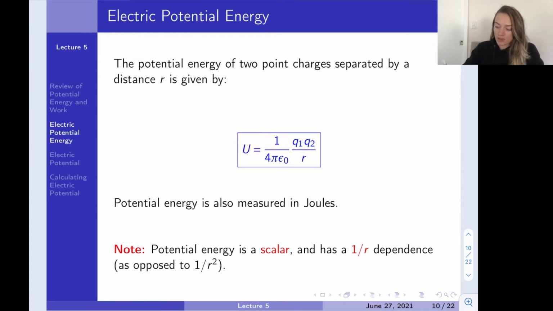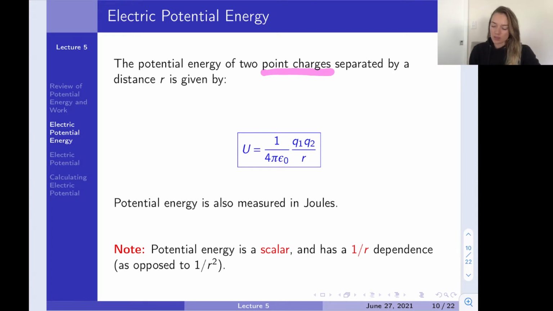It's important to remember that we're talking about point charges. So we have 2 point charges separated by some distance r, and this is the potential energy between them. Now, 2 important things to keep in mind. As I mentioned earlier, potential energy is a scalar. And also be careful that it has a 1 over r dependence. All of the things we've seen for the electric field so far have had a 1 over r squared dependence, but what we're doing today involves a 1 over r dependence. So be really, really careful, especially on exams, that when you're doing potential energy, it's only 1 over r.